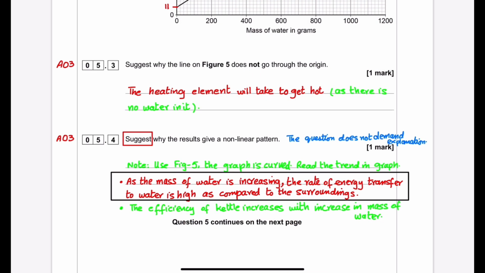Use figure number 5. The graph is curved. Read the trend in the graph. As the mass of the water is increasing, the rate of energy transfer to the water is higher as compared to the surrounding. It means that energy transfer to the water is higher instead of energy being wasted in the surrounding. So the efficiency of the kettle increases with the increase in the mass of the water.